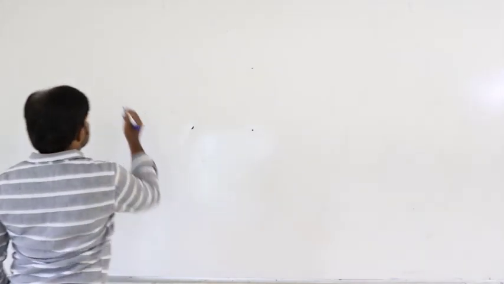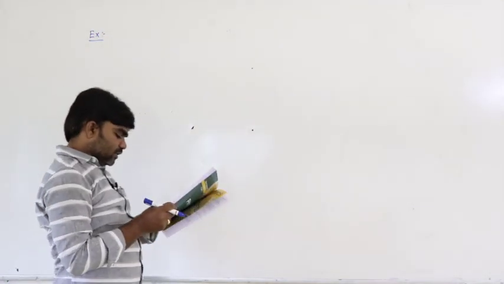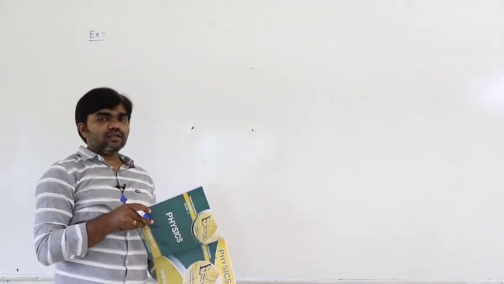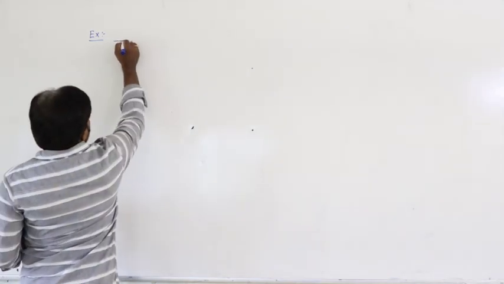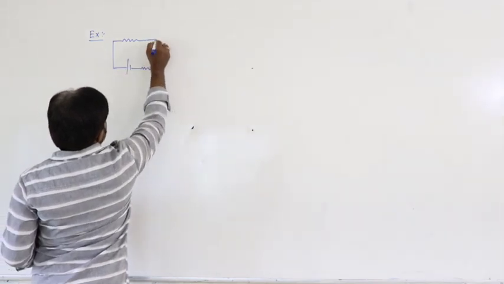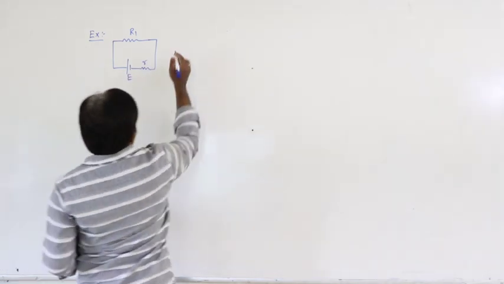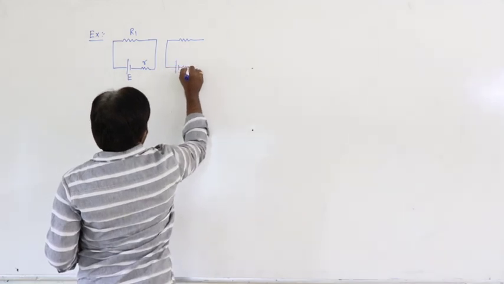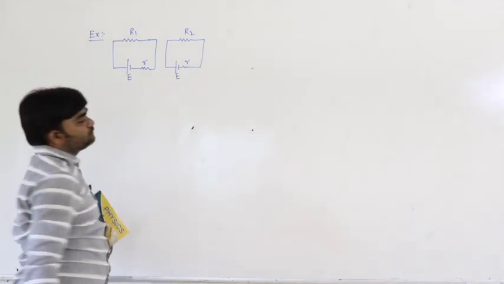Next example here. A cell develops the same power across two resistances R1 and R2 separately. Find the relation with the internal resistance of the cell. For example, let us say this is one resistance R1, this is the cell with EMF E, and this is the internal resistance small r. And let us say it is connected to another resistance R2, with the same E and small r.